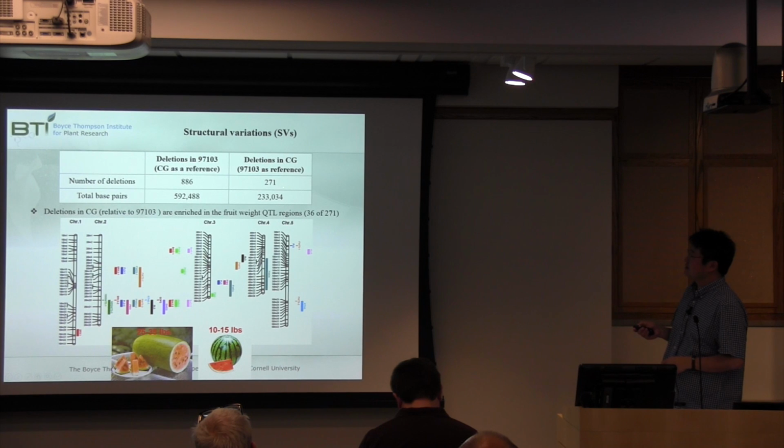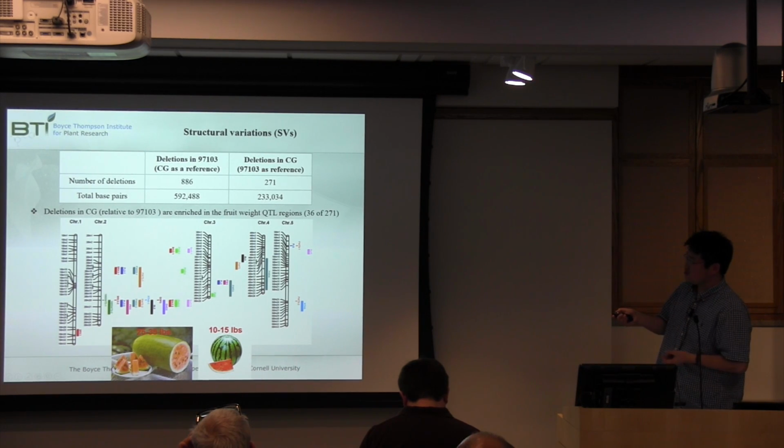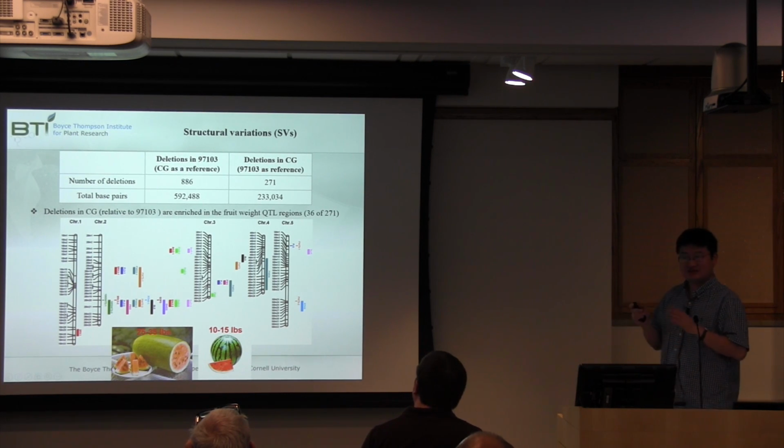And we identified mainly deletions. We identified 271 deletions in Charleston Gray, this American ecotype. And when we talk about the wild reference genome next, you can see the big difference. So now we only have 233 kilobase deletions in the genome, and also 500 kilobase, 600 kilobase in this 97103 genome.